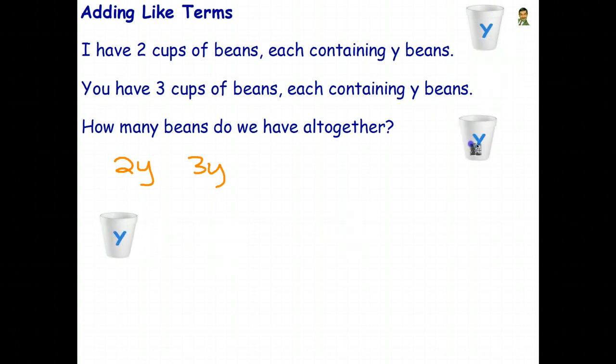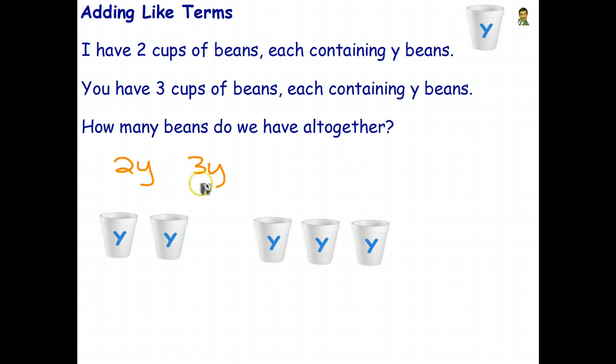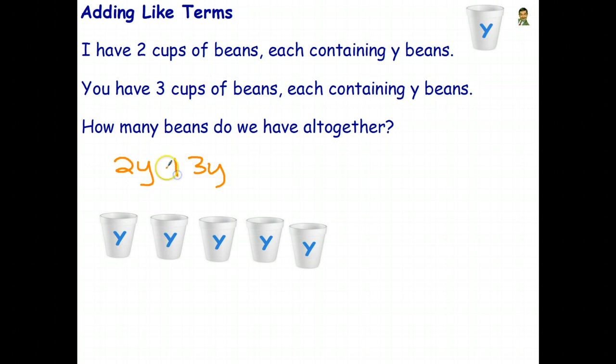So I've got 2 cups. You have 3 cups. So there's our cups down there. And I've got 2 cups, you've got 3 cups. How many beans do we have all together? Well, if we put them all together, it's hopefully fairly obvious that we have 5 cups. So 2y plus 3y adds to 5y.